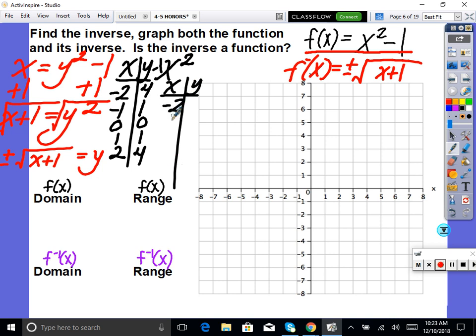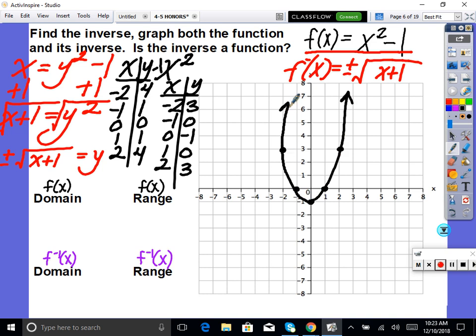It'll be -2, -1, 0, 1, and 2. Those didn't change. But we're going down 1 unit. So that'll be 3, down 1, 0, -1, 0, 3. So graphing that: -2 up 3 units, over -1, 0, over 0, -1, over 1, 0, and then over 2 up 3. Here is my parabola.